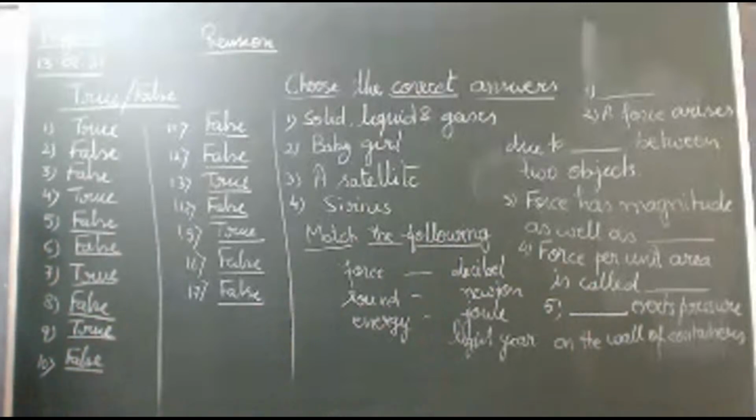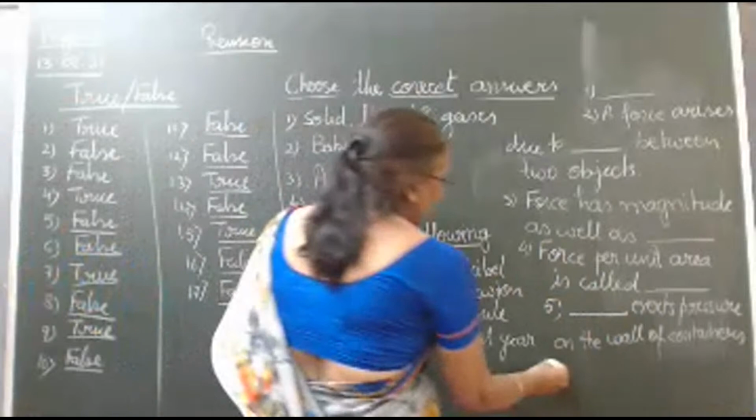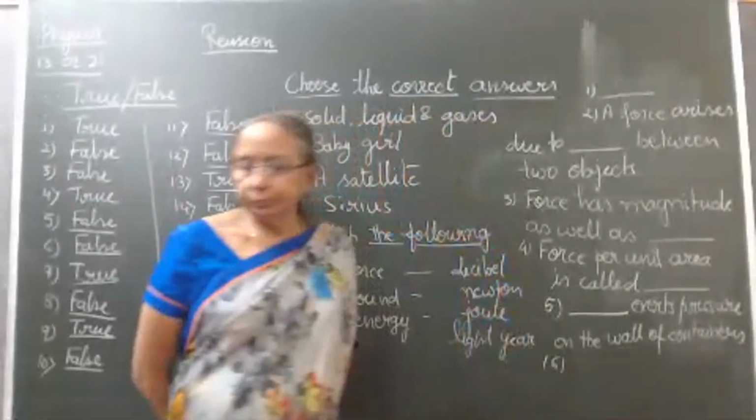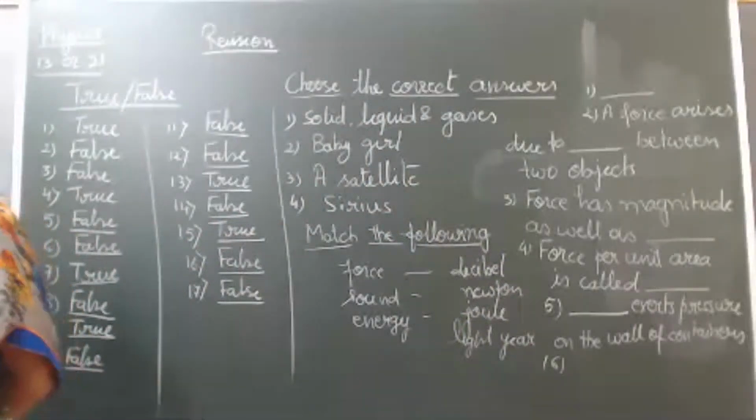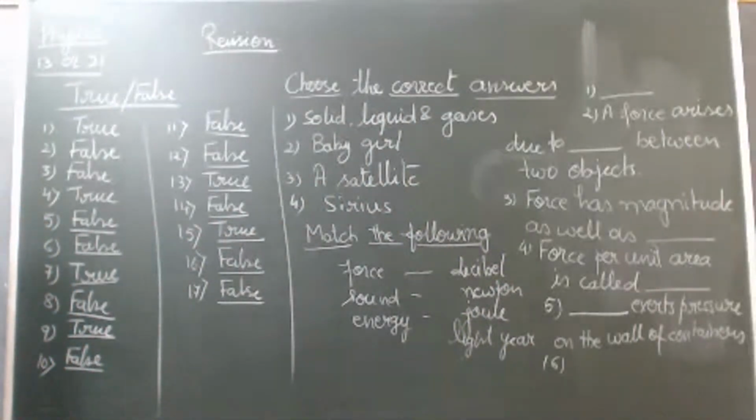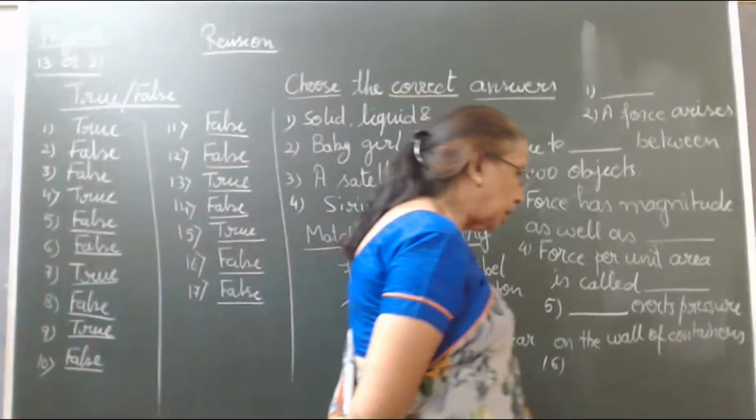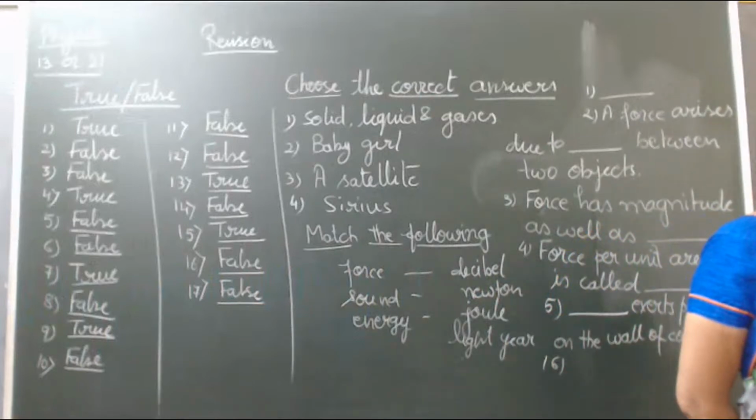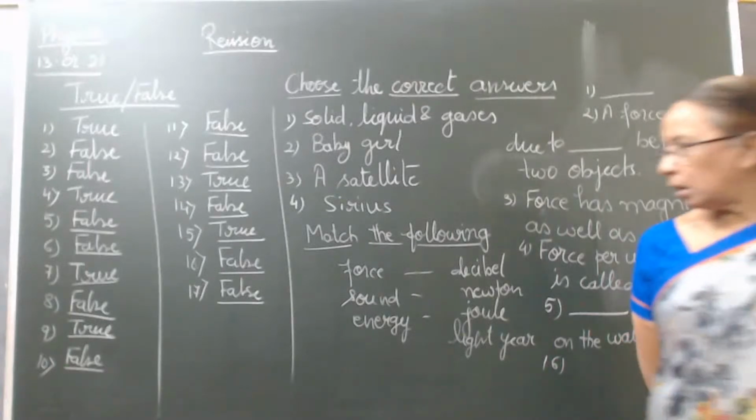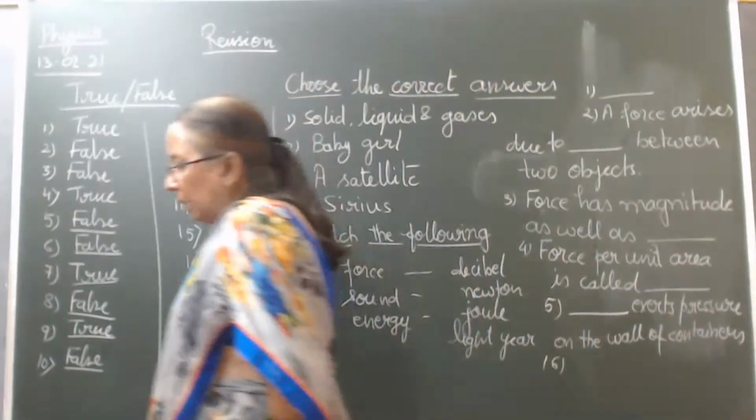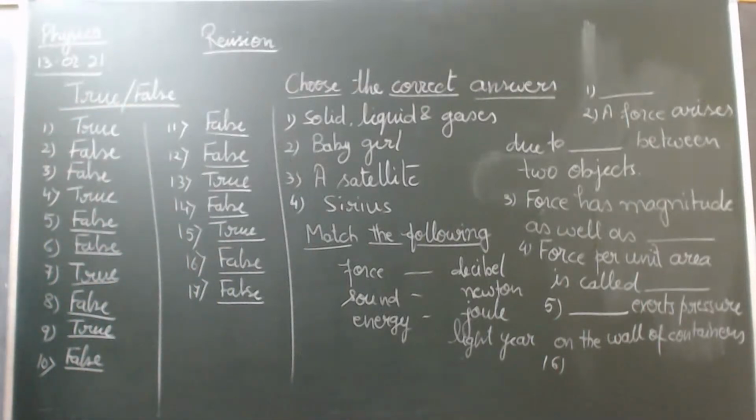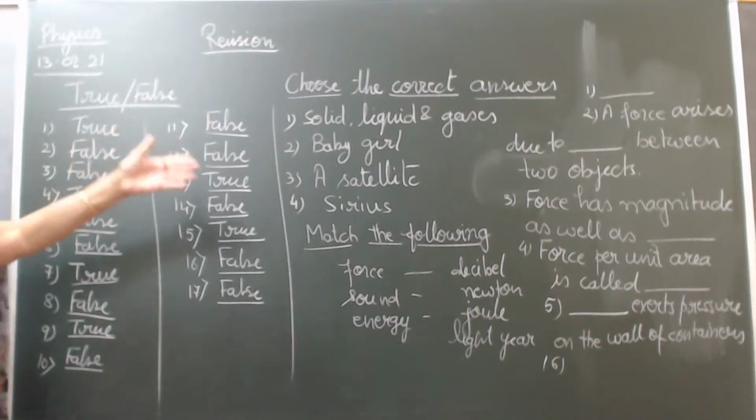Then, the sixth one: the pressure exerted by air around us is known as atmospheric pressure. Atmospheric pressure, I will leave the gap. The pressure exerted by air around us is known as atmospheric pressure. So like this, I explained how to frame the fill in the blanks from the lesson. That is the general idea I gave.